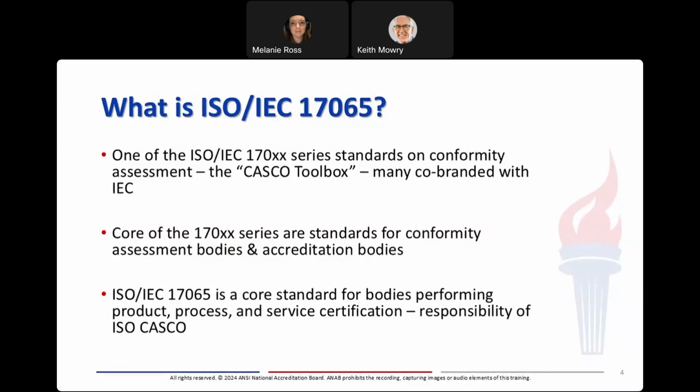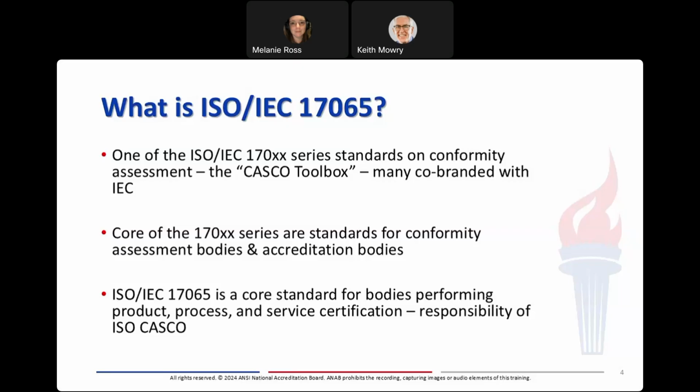Well, thanks so much, Melanie, and hi to everybody. It's a pleasure to spend some time with you today. Now, you may not think about 17065 as being unprecedented. It's certainly been around for a long time. But today I'm going to try to show you that connection. And in the process, I want to try to connect the recent and current developments regarding 17065.